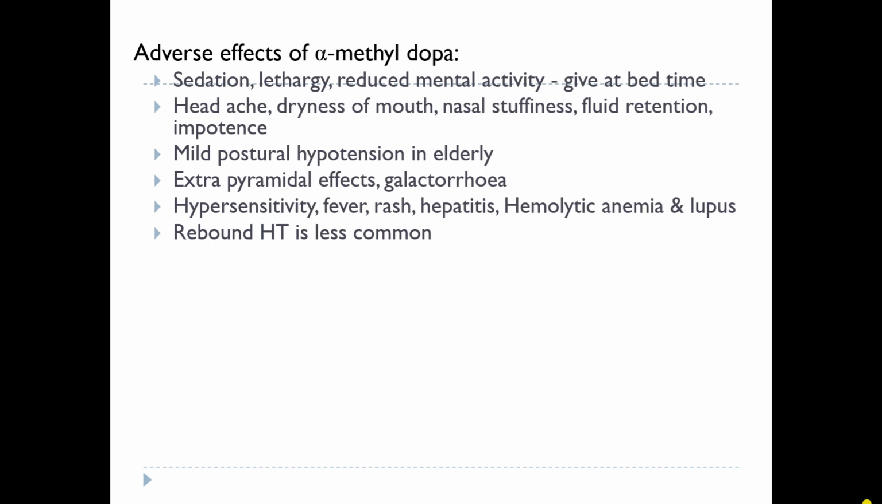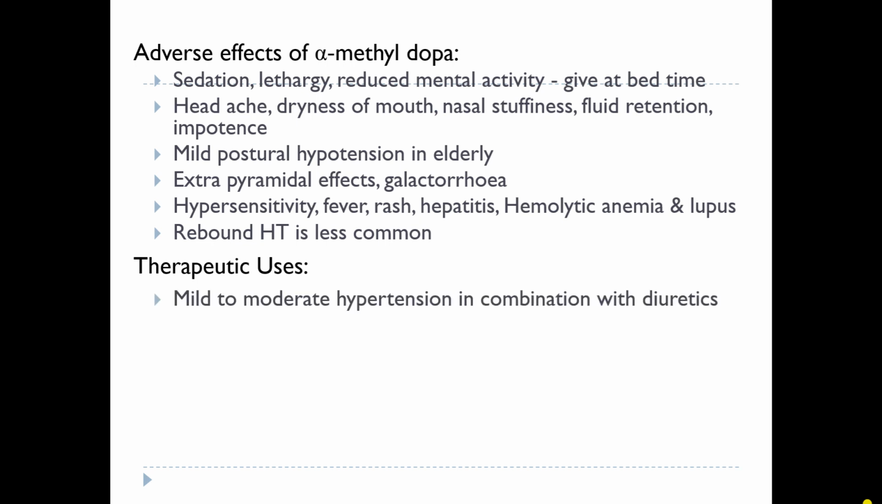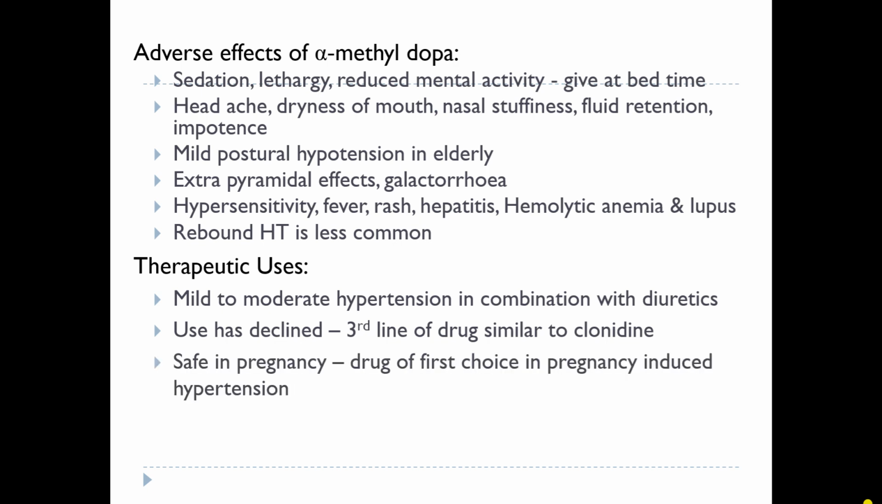It produces rebound hypertension, but it is less common than clonidine. So therapeutic uses of alpha methyl dopa: it is used for mild to moderate hypertension but always in combination with diuretics. It is used as a third line drug for hypertension, similar to clonidine, and its use is declining nowadays. The only advantage of alpha methyl dopa is that it is the safest drug during pregnancy, does not have any teratogenic effect, and is even today the drug of first choice for pregnancy induced hypertension.